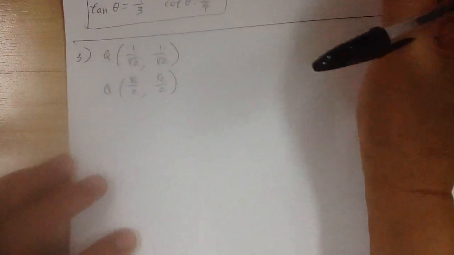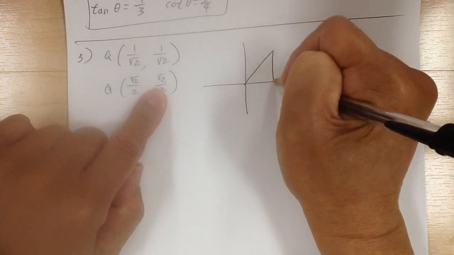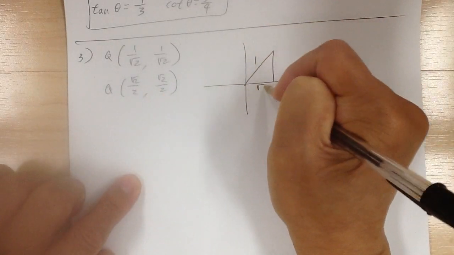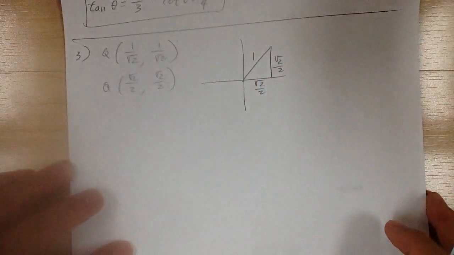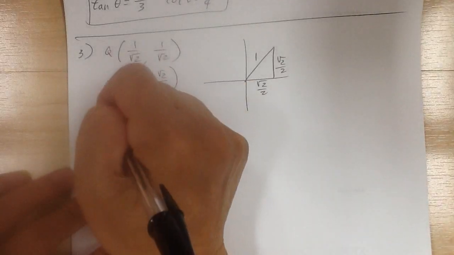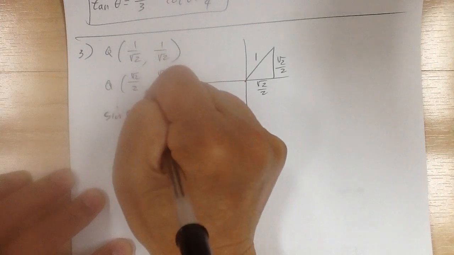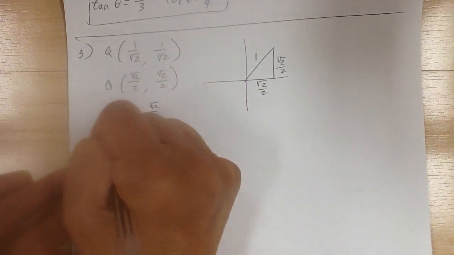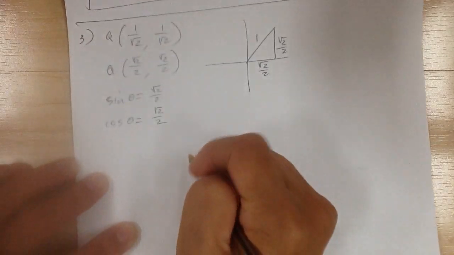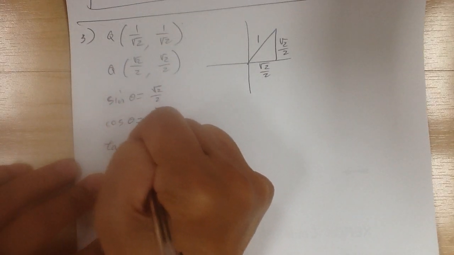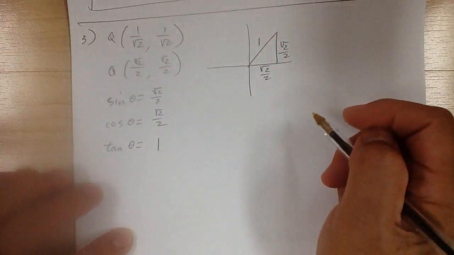Okay, so if you were to sketch that, this is your 45, 45 special triangle, right? From your geometry, this is going to be a 45, 45 special triangle. So sine theta is equal to this over that, so it'd be square root of 2 over 2. Cosine theta equals this over that, so it'd be square root of 2 over 2. Tangent theta equals this over this, so they are the same, so it will equal 1.